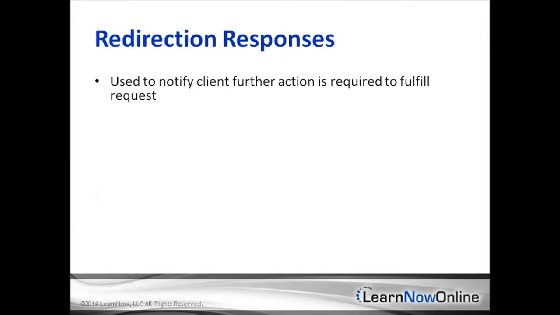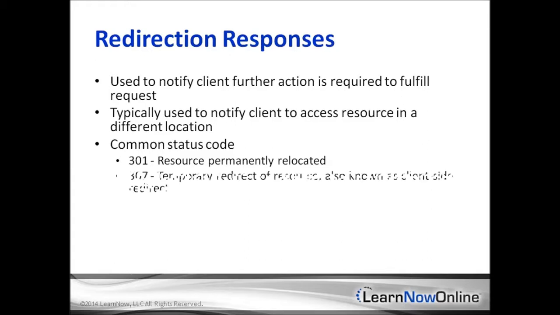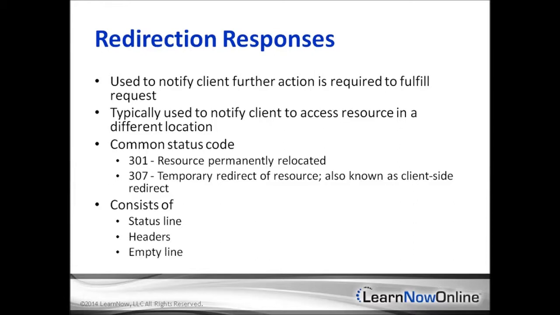Redirection responses. Basically, this is telling the client that to access the resource, you need to go to a different location. Common status codes are things like a 301, that the resource has been permanently moved, 307, temporary redirect. But usually a redirection, unless you're writing the code to respond to it, is handled almost without any interaction from someone using the client. It consists of status line, header, and basically an empty line, no body to that.